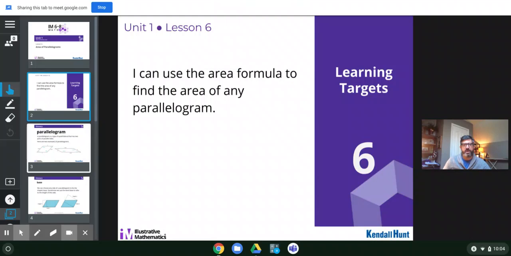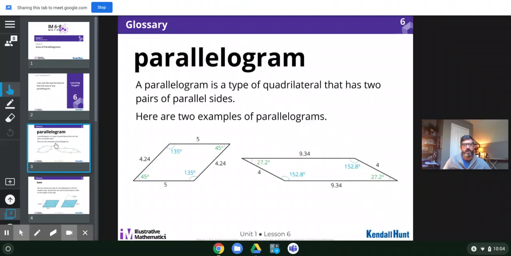But again, we're going to use the area that I talked about in that video to find the formula to find the area of the parallelogram. And I'll go back over that formula just in case you haven't seen the video yet. But just to review, a parallelogram is a type of quadrilateral that has two pairs of parallel sides. So here are pictures of two parallelograms.